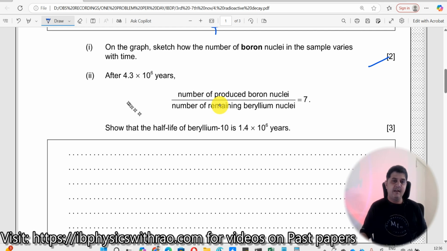No problem. After 4.3 × 10^6 years, the number of boron nuclei produced divided by the number of remaining beryllium nuclei is equal to 7. Show that the half-life of beryllium is 1.4 × 10^6 years. Wow. So how do I do this?